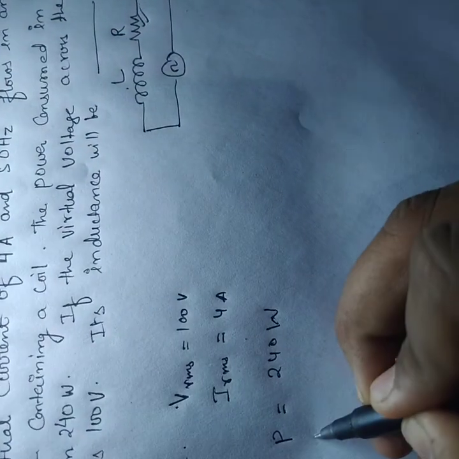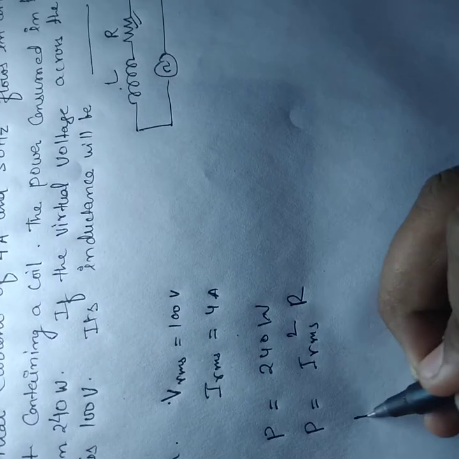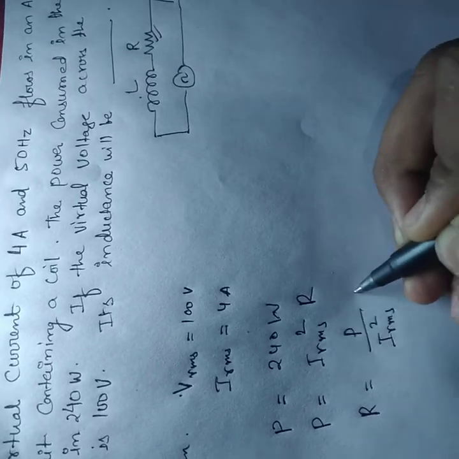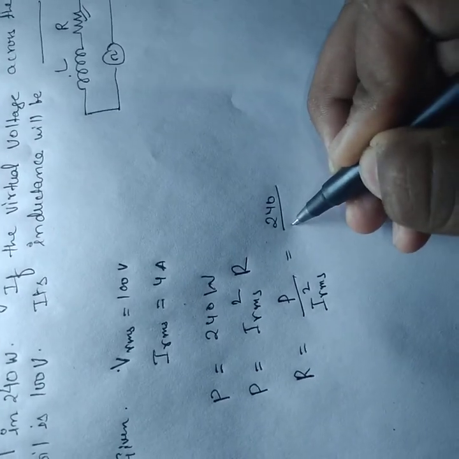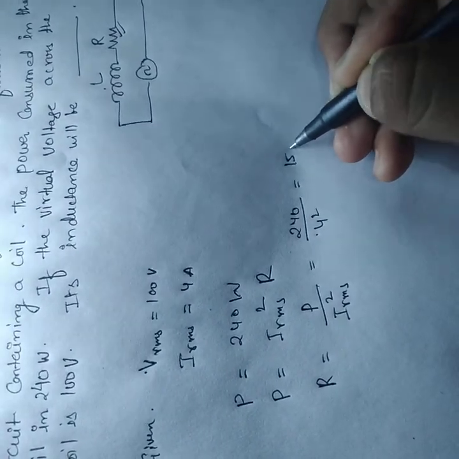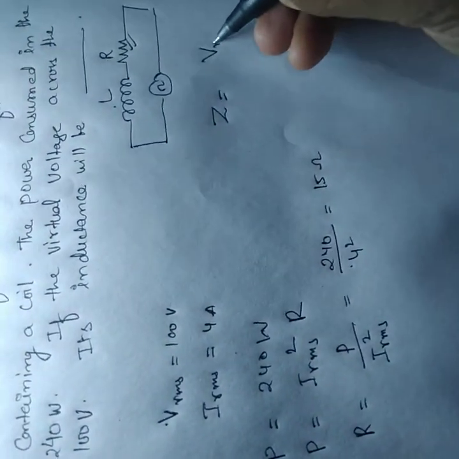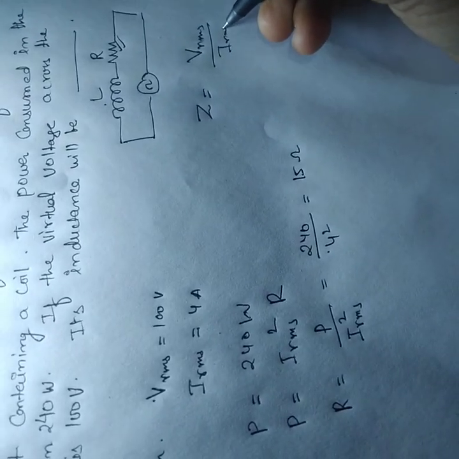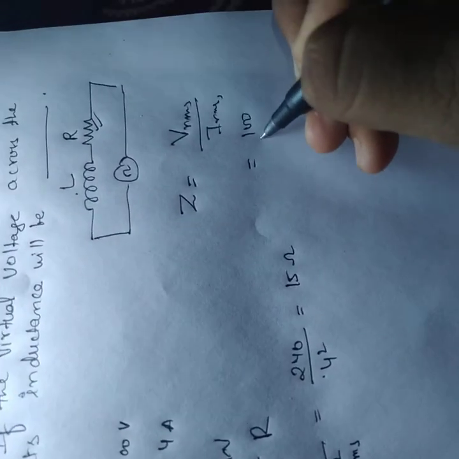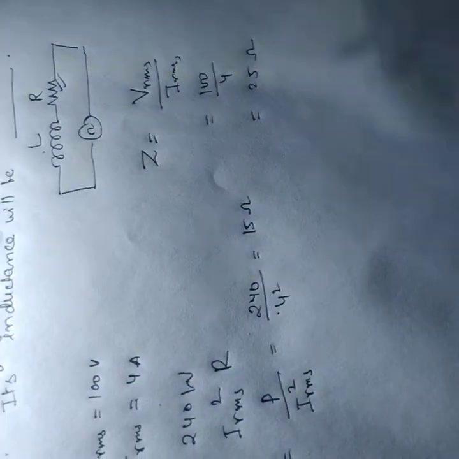So power can be written as IRMS square into R. Then R is equal to P divided by IRMS square. P is equal to 240 and I is 4, squared, that is equal to 15 ohm. And the impedance, we know that it is VRMS by IRMS. VRMS is given as 100 volt and IRMS 4 ampere, that is equal to 25 ohm.